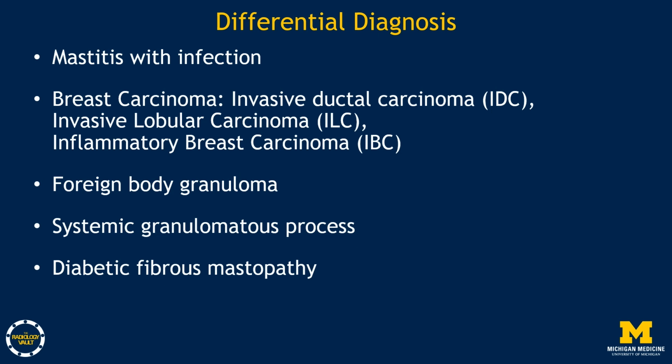The differential diagnosis for granulomatous mastitis is mastitis with infection, breast carcinoma, which includes invasive ductal carcinoma, invasive lobular carcinoma, and inflammatory breast cancer. Foreign body granuloma, systemic granulomatous process, and diabetic fibrous mastopathy are also in the differential.